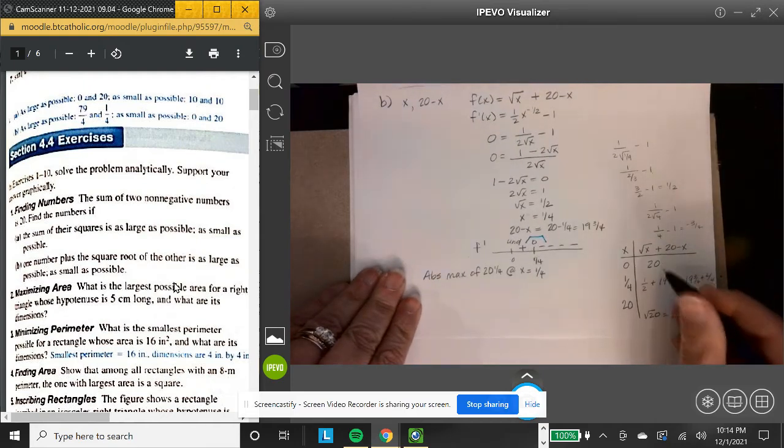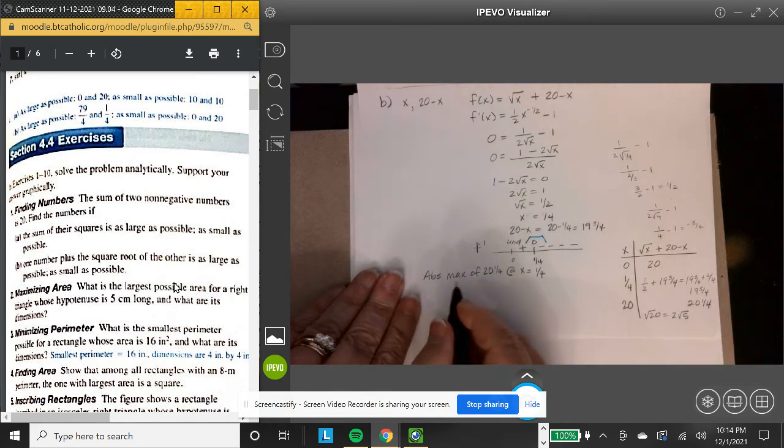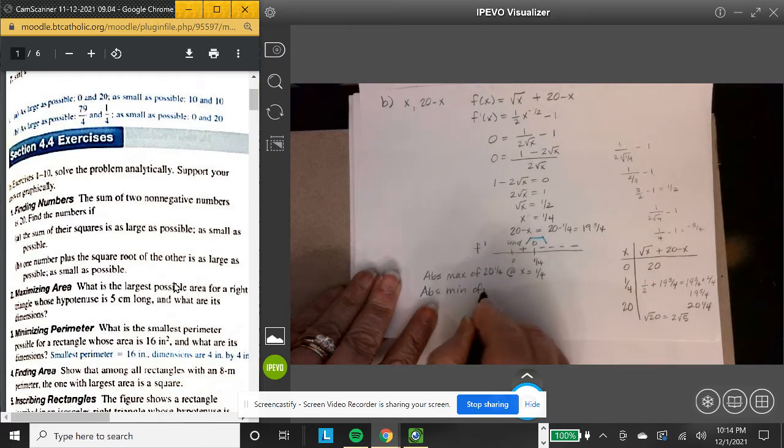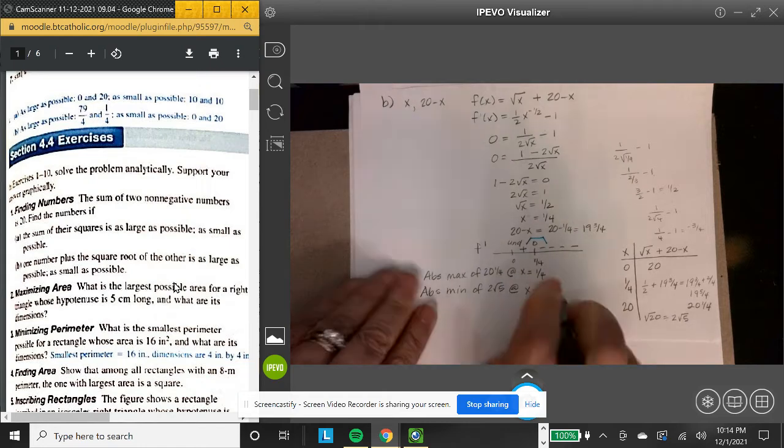Because that's bigger than 20, right? And then at 20, that's going to be the absolute min. Absolute min of 2√5 at x equals 20.